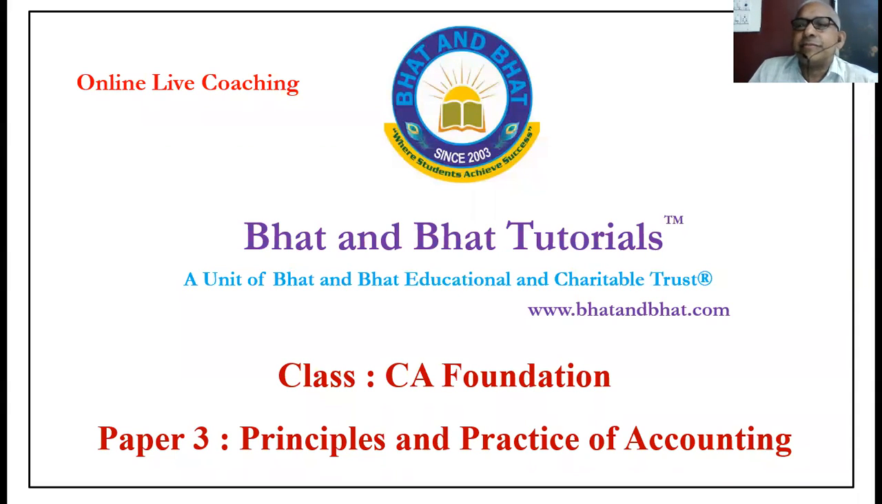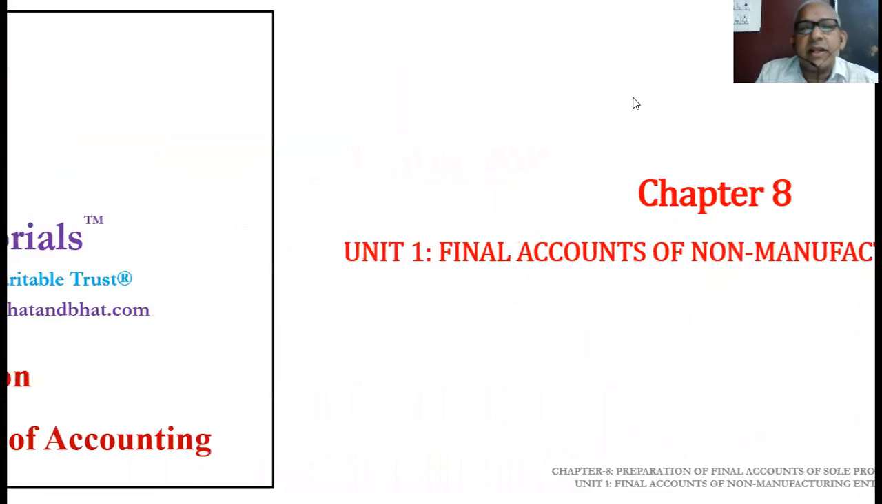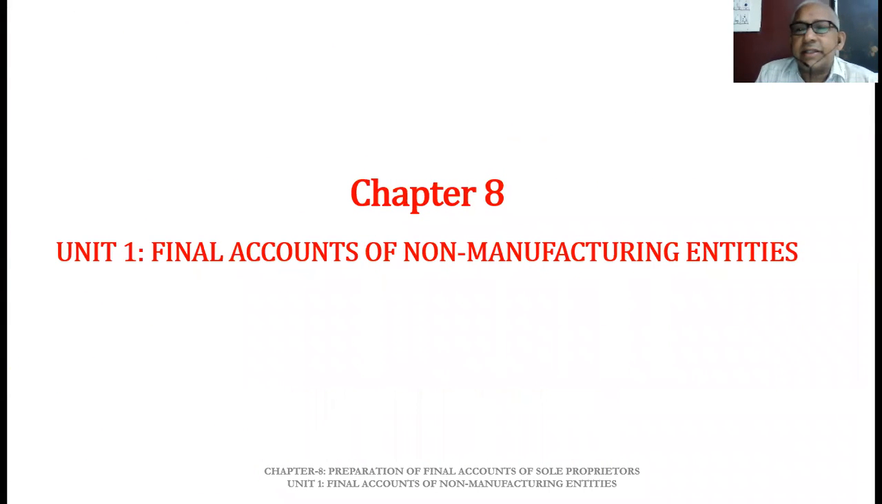This is chapter 8? Chapter 8 or chapter 7? This is chapter 7, not 8. And final accounts of non-manufacturing entities, that is correct. Only the chapter number is 7, not 8. Further, it will be corrected in the next.